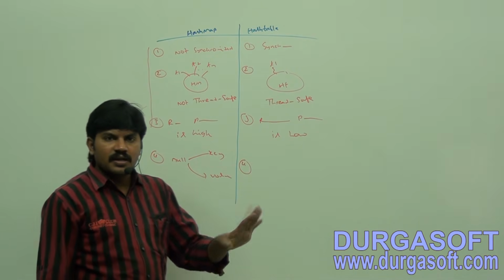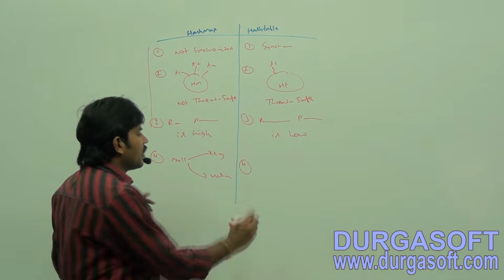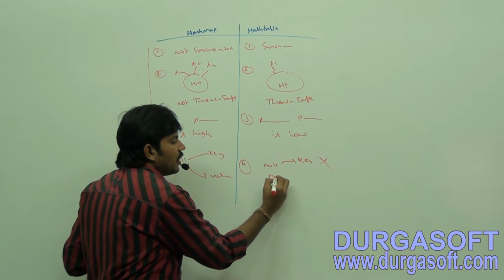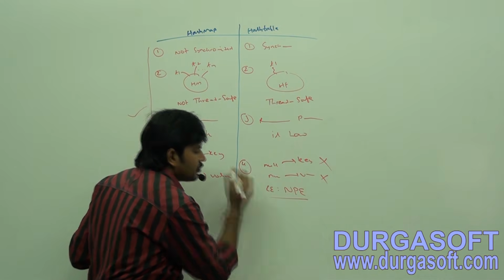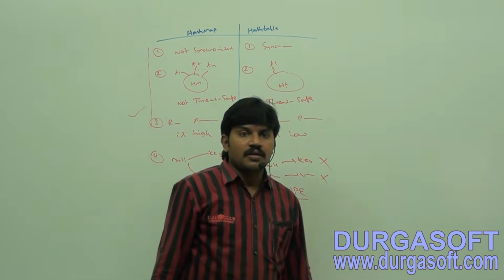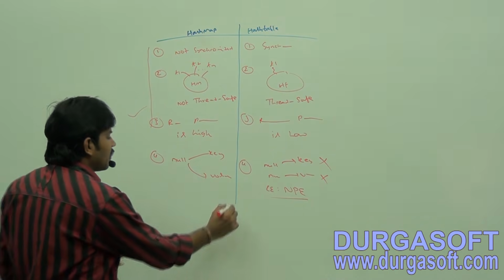But null, such a story is not applicable in the case of Hashtable. Are you getting? Null key not allowed, null value not allowed. If you are trying to use either a null key or a null value, immediately we will get NullPointerException. Null key or null value is not allowed.